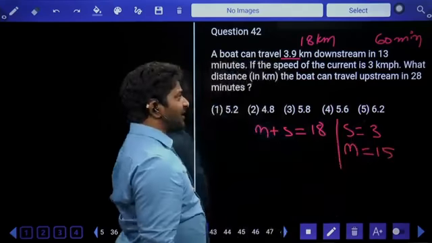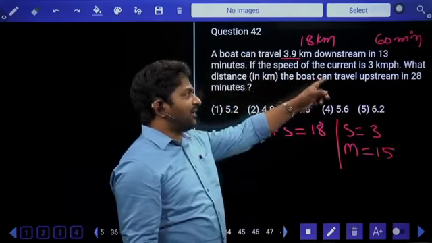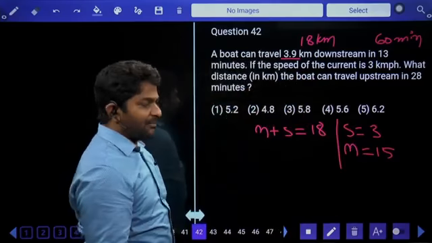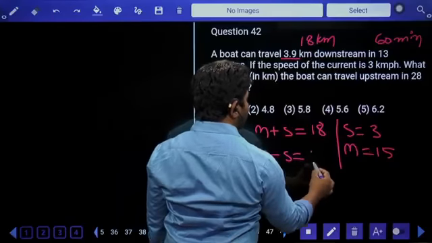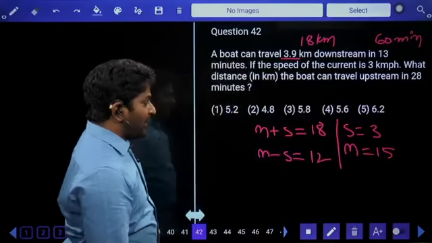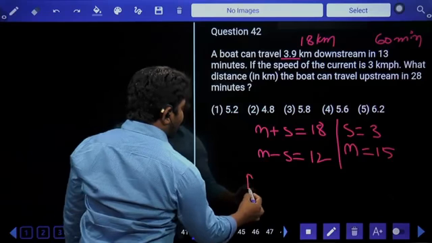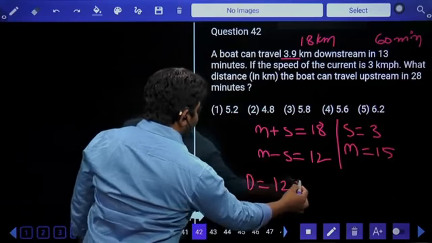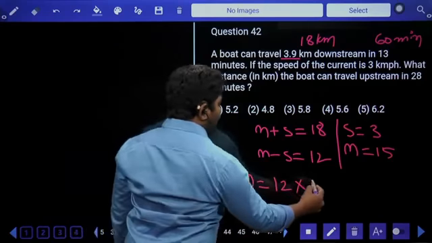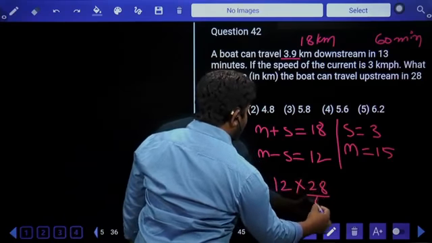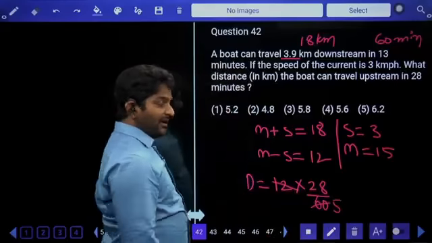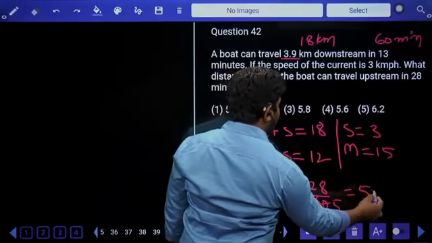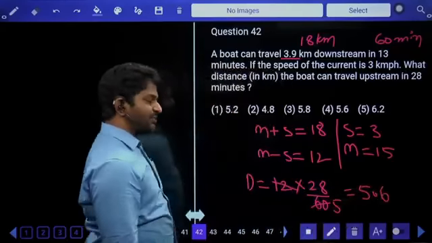Now we were asked to calculate what distance the boat can travel upstream in 28 minutes. Upstream speed is equal to m minus s, which is 15 minus 3, that is equal to 12 km per hour. Now distance travelled, that's what we were asked to calculate, is equal to speed into time. Time is 28 minutes. Minutes convert into hours, that is divide by 60. 12 5 times here. 28 divided by 5 in the sense, which is equal to 5.6 kilometers, which is our fourth option.